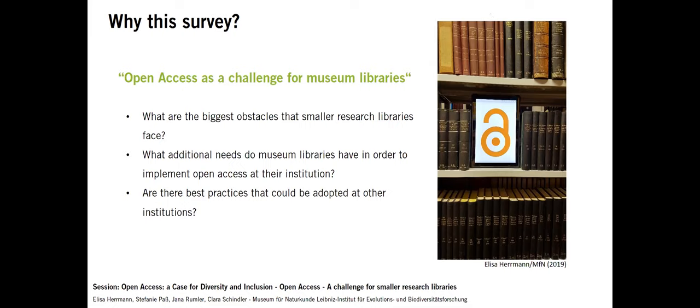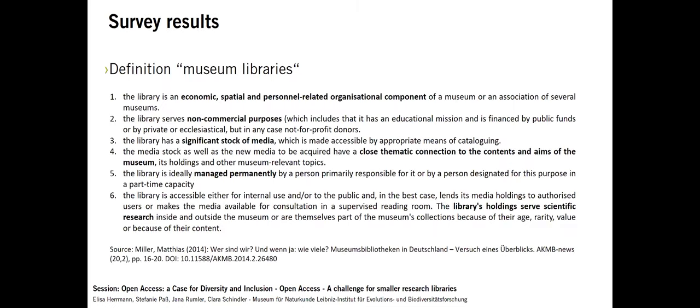But before we see the results, I just would like to... My laptop is very slow. I just want to show you the definition which we used to analyze our data.